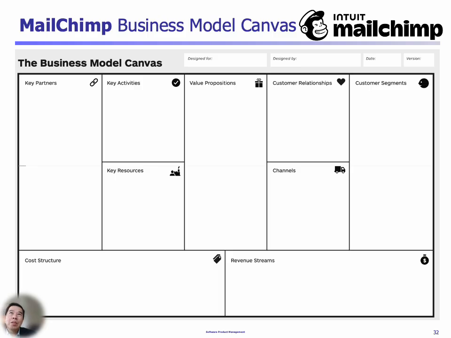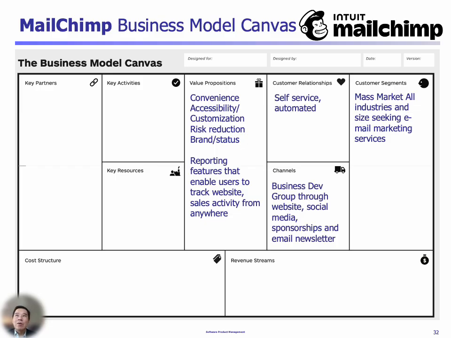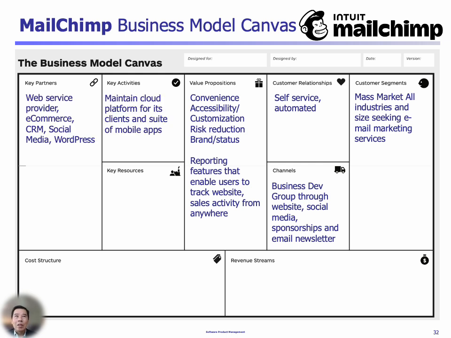Here's the business model canvas for MailChimp. The mass market that they are targeting, the convenience that they provide with the reporting that they allow you to do. So if you are SMEs, you can send mails to your customer quickly, and it's good for business development, self-service, automated. It's a cloud-based system on the mobile as well.